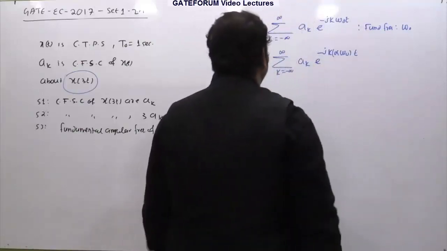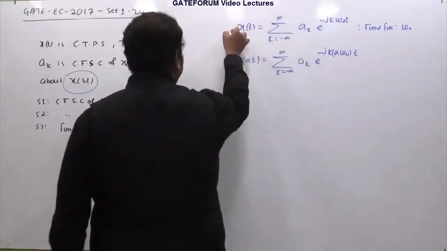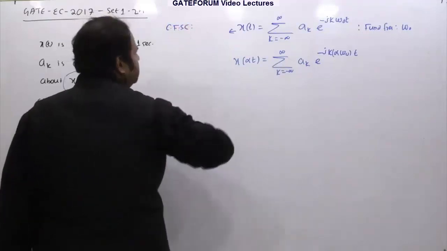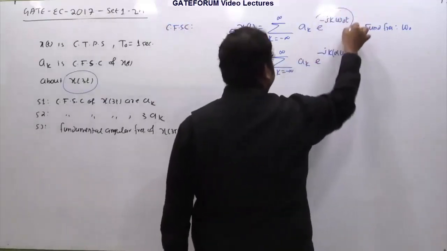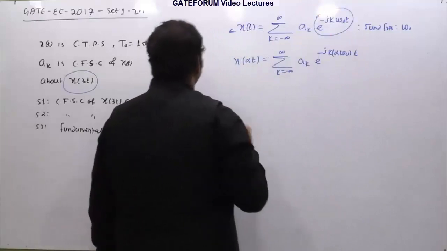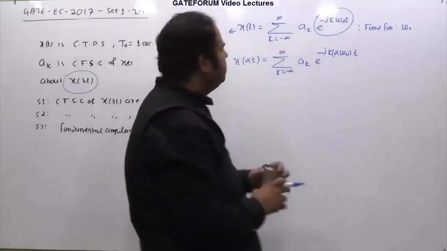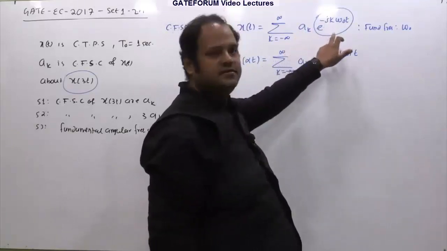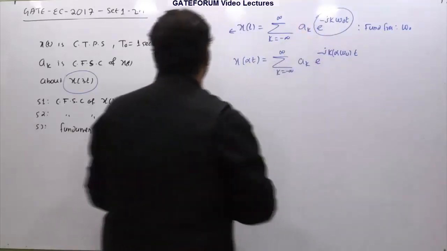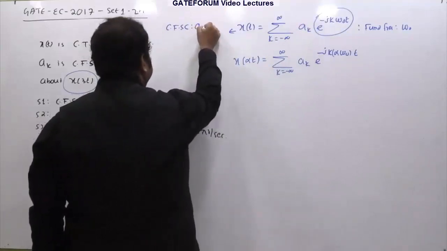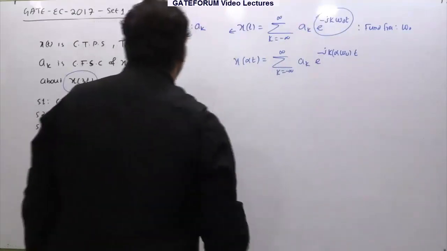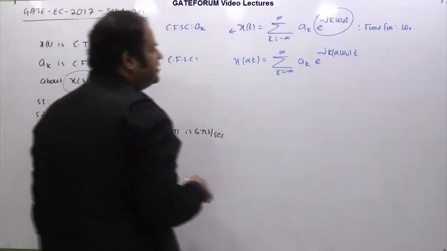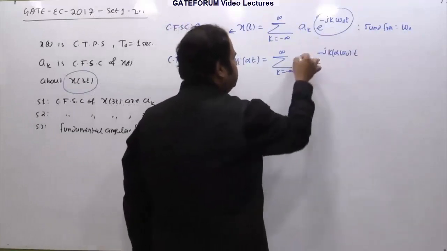Here, in this x of t representation, if I ask you what the complex Fourier series coefficient is, whichever thing is multiplied with the complex exponential factor, that is your complex Fourier series coefficient. So here the complex Fourier series coefficient is ak. Similarly, if I ask you what the complex Fourier series coefficient is in this case, whichever is multiplied with this exponential factor, that is again ak.